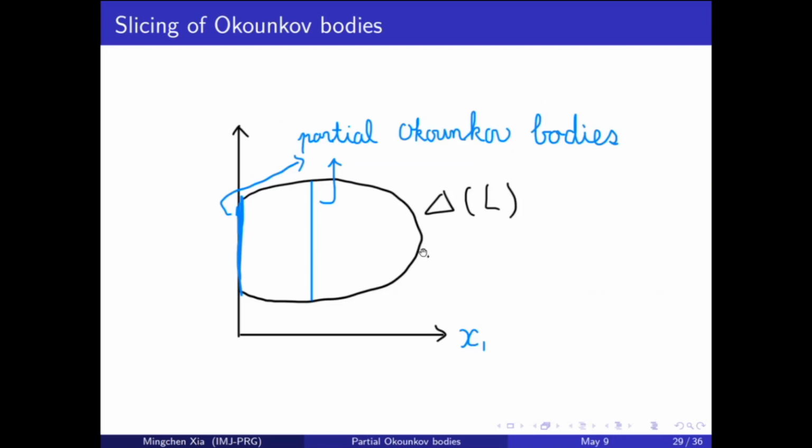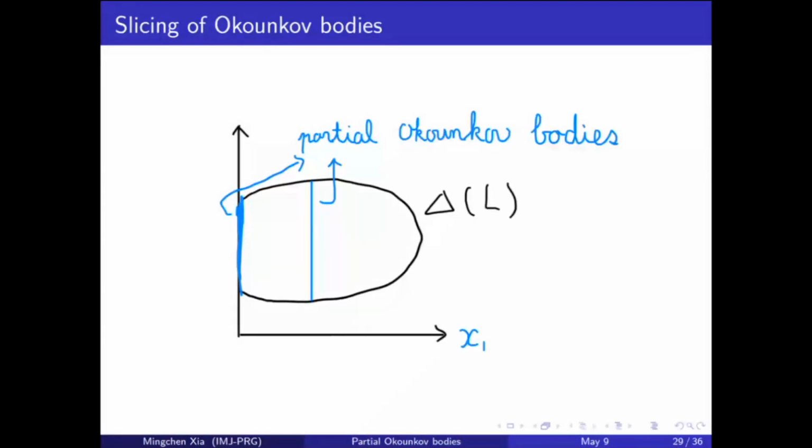In general, this is what the picture is like. We consider, even if initially we are only considering the Okounkov body Δ(L), if we take the slice at x1 equals 0, this is a partial Okounkov body. If we take the slice at x1 equals the middle value, this is still a partial Okounkov body. The only place where the result is not known is at the rightmost extreme points. At that point, we don't know if the intersection is a partial Okounkov body or not.